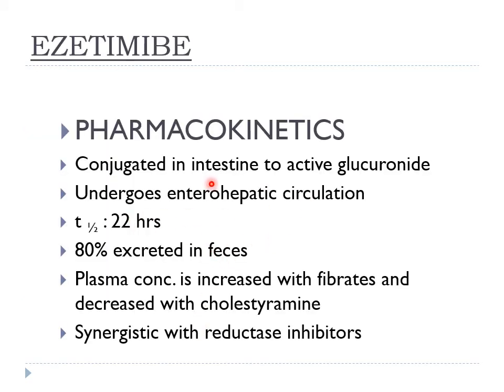Ezetimibe is conjugated in intestine to active glucuronide, and it undergoes enterohepatic circulation. It has a long half-life of 22 hours, therefore it is given once daily. 80% is excreted in feces, and its plasma concentration is increased with fibrates and decreased with cholestyramine, as we have seen earlier that cholestyramine, which was bile acid binding resin, it decreases its absorption. And it has synergistic action with HMG-CoA reductase inhibitors, because the reductase inhibitors are decreasing the endogenous cholesterol synthesis, and ezetimibe are cholesterol absorption inhibitors, so they will decrease the absorption of exogenous cholesterol.